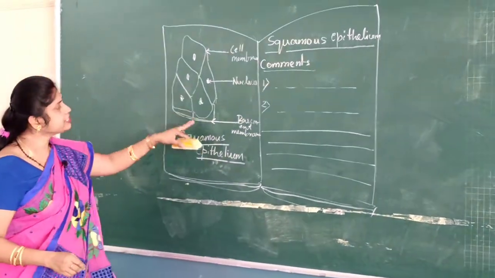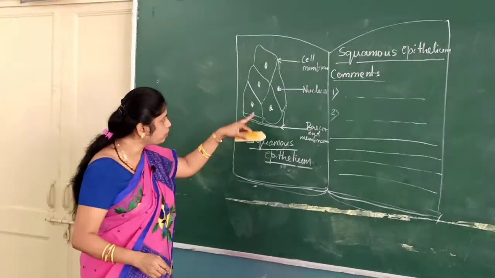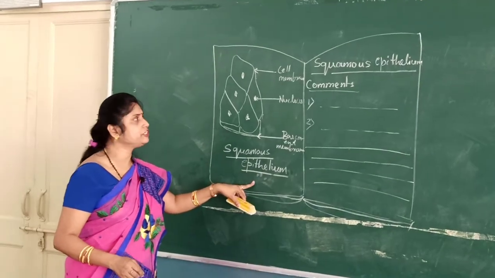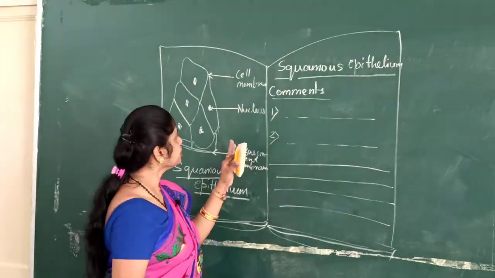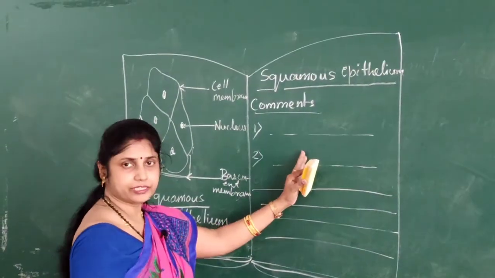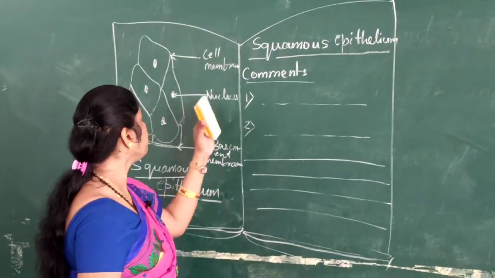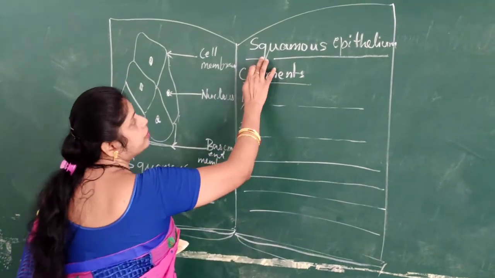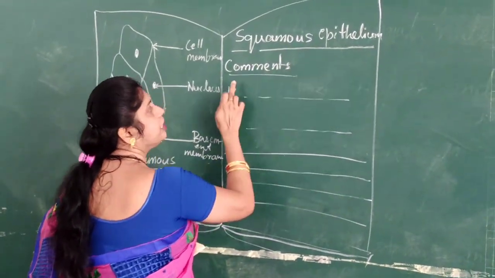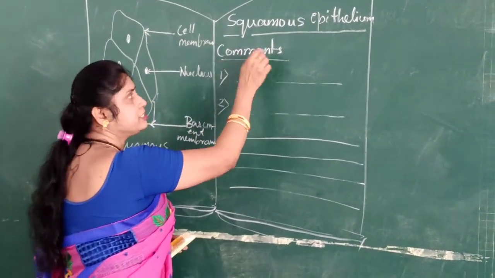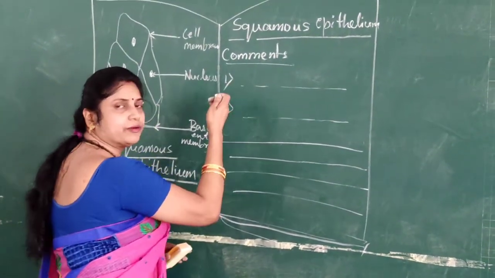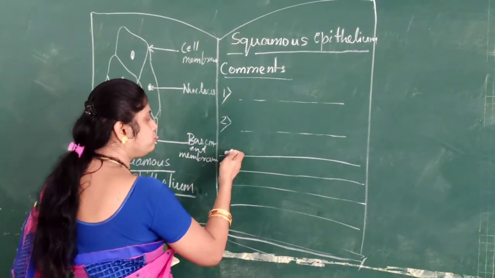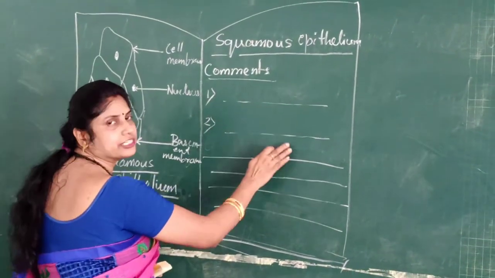Clear? So in this way you will write, and below you will write whatever the diagram you have done, that structure name you are going to write here in the notebook. And in the same notebook, on the same page, just opposite of this plain one, on the ruled side you are going to give the heading squamous epithelium, then you write down the comments, you underline, and then whatever the comments are there which I have shown in the PPT, those comments 1, 2, 3 like that you go on writing here.